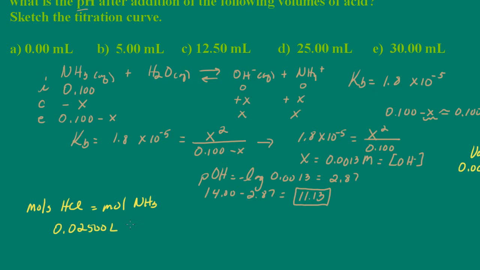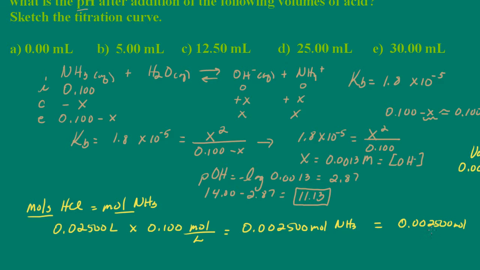We have 25 milliliters of 0.1 molar ammonia, so that's 0.025 liters times 0.1 moles per liter, and that gives us 0.0025 moles of ammonia that's going to react. At the equivalence point, the moles of ammonia will equal the moles of hydrochloric acid, so that's 0.0025 moles of HCl.